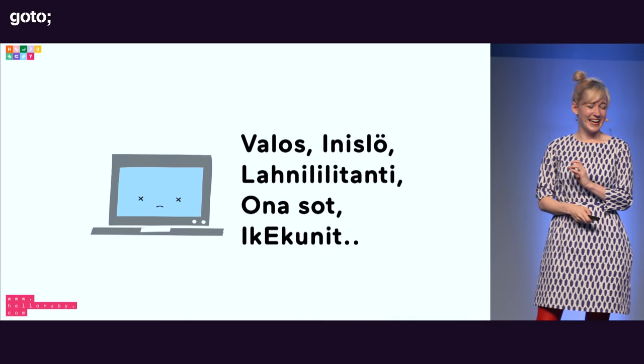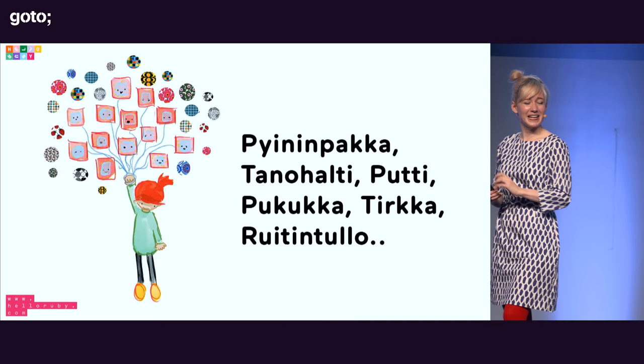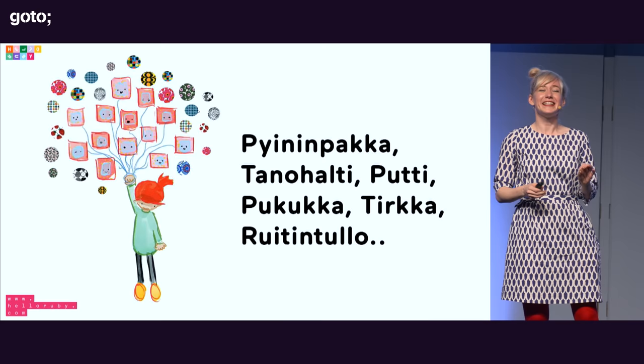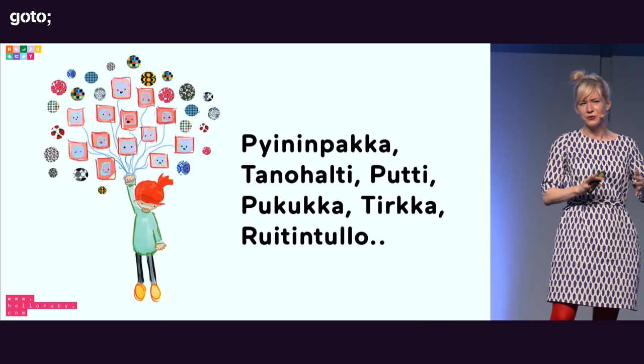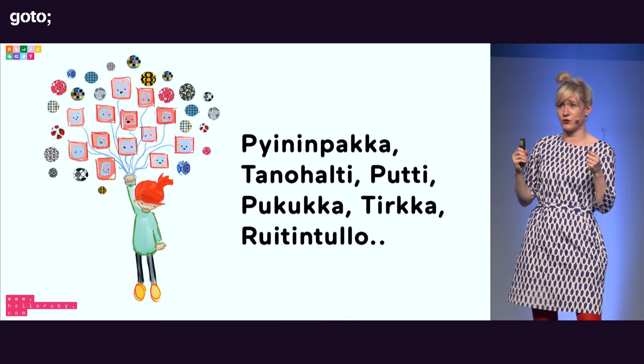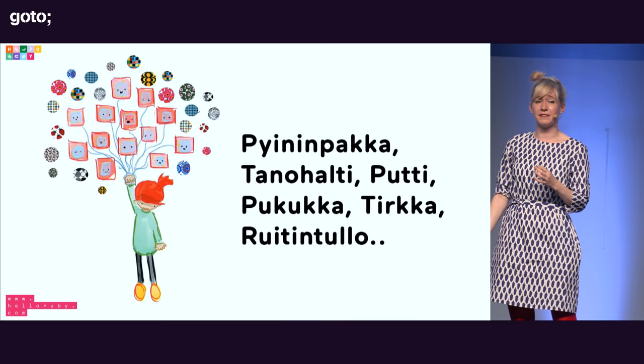The computer had generated names like Pyyninpakka, Tanohalti, Putti, Pukukka, Tirkka, Ruitintulla. And even though you wouldn't understand a word of Finnish, you can start to hear that these sound like real joyful words. It actually caught a lot of the Eastern Finnish Karelian vibe that is really hard to capture. And I showed these to the Marimekko creative team, and they went completely blank in their face because they thought that this is the stuff that humans are good at, the creativity, the naming of things.